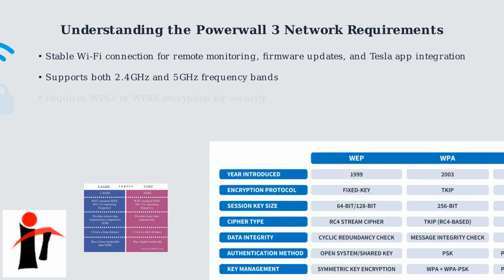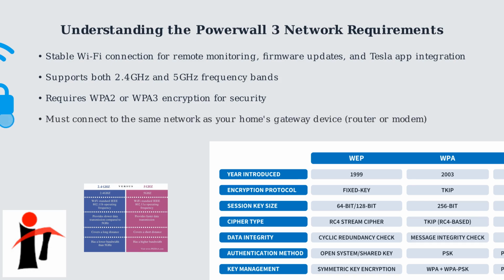For security, the Powerwall 3 requires WPA2 or WPA3 encryption protocols. These modern standards protect your connection from unauthorized access and ensure secure communication with Tesla's servers. Avoid older protocols like WEP, which are no longer secure.